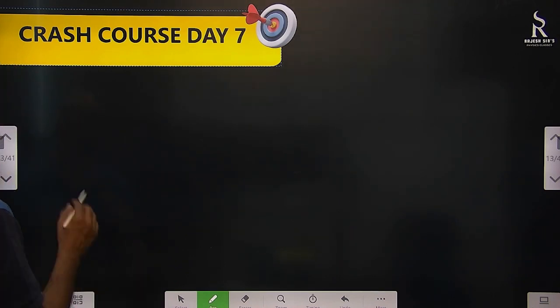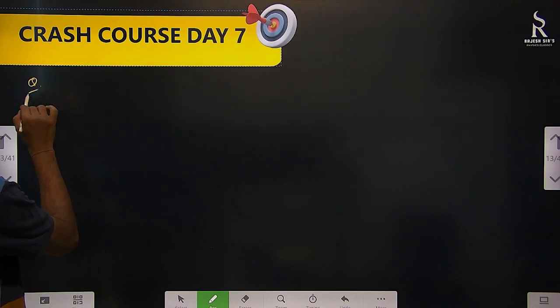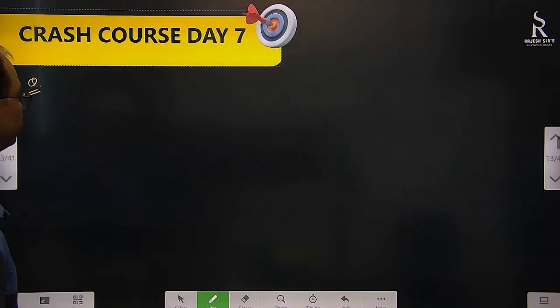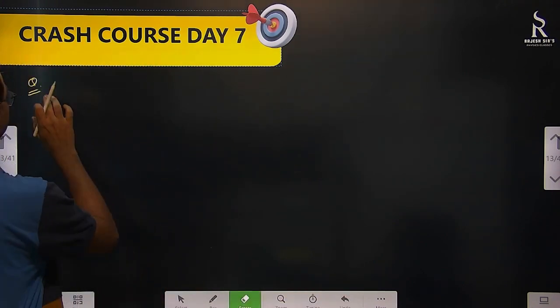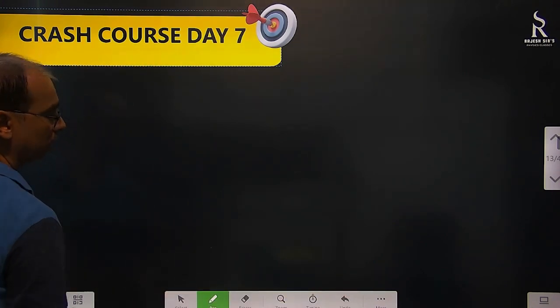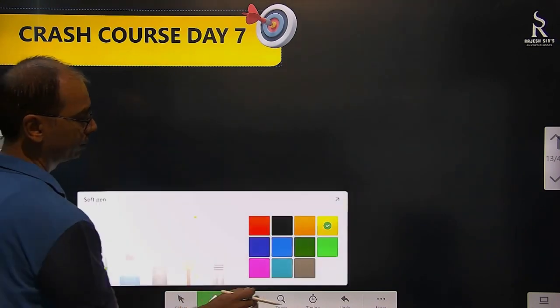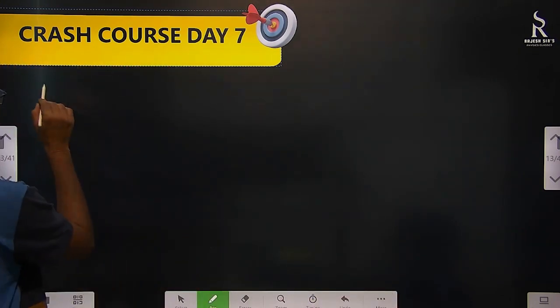Okay. Then what more can we do? Instead of a question, let's go on to the next topic. The next topic is gravitation field.